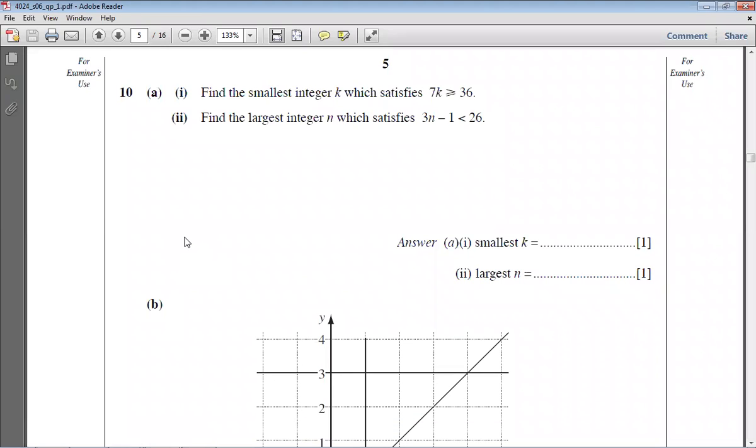Okay. Then the question number 10, A part, second portion, he says find the largest integer value which satisfies 3n minus 1 under root 26. So we will solve this inequality. First of all, I will take this minus 1 to the other side. It will add on the other side. Then I will take that 3 to the other side and it will divide. Okay. So let's do this.